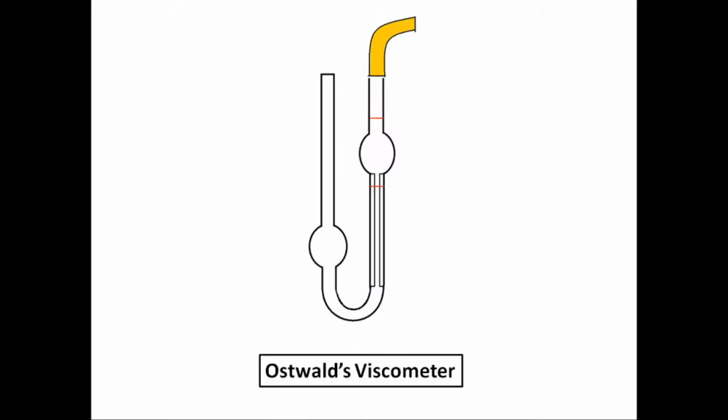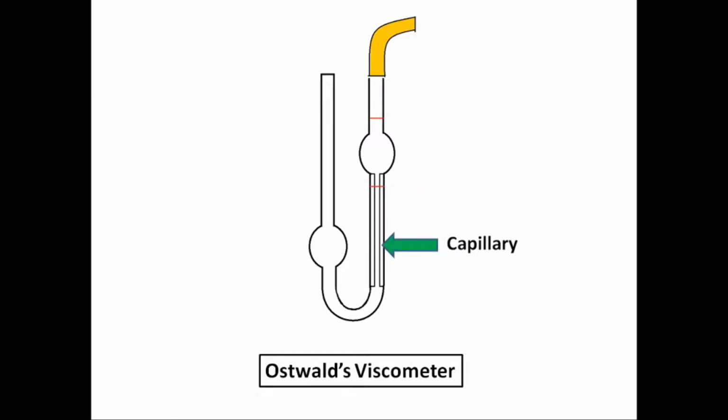This is the glass apparatus with help of which we can determine this viscosity coefficient, and this is called Ostwald's viscometer. It is made of glass, simple U-like shape. There are two limbs and the two bulbs in the two limbs. The bulb in the left limb, let us call it bulb L, and the bulb in the right limb, bulb R. There is a mark just above the bulb R, that is mark A, and another one just below the bulb R, it is mark B.